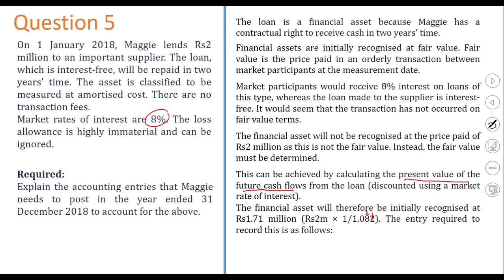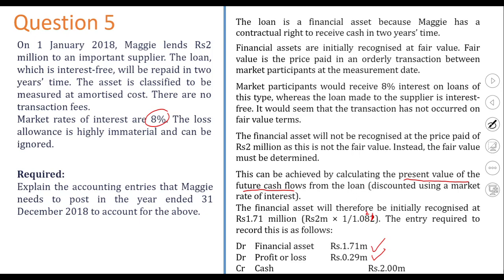Because today I am giving them 2 million, my cash book is credited 2 million. Where to debit? 1.71 goes to the amortized cost financial asset. Where should I put the balance? The balance you should recognize in P&L. So you recognize a financial asset for 1.71, and the balance of 0.29 you straightaway recognize in the P&L, while crediting cash 2 million to reflect the outflow of the cash.